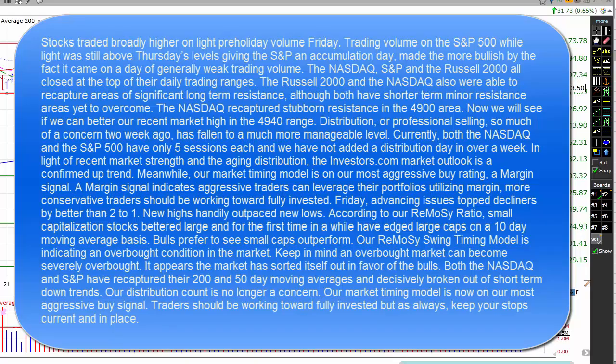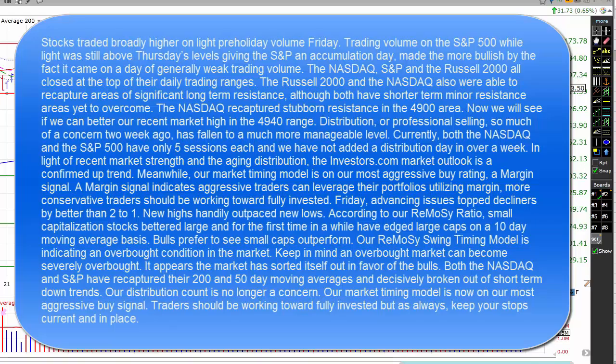Meanwhile, our market timing model is on our most aggressive buy rating, a margin signal. A margin signal indicates that aggressive traders can leverage their portfolios utilizing margin. More conservative traders should be working toward fully invested.